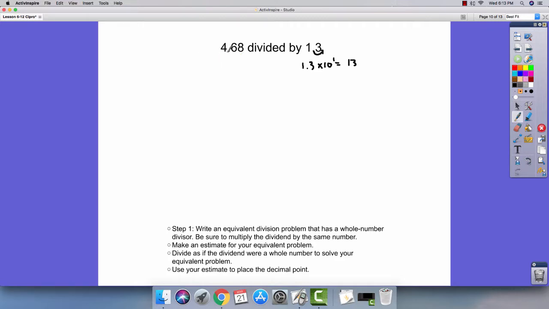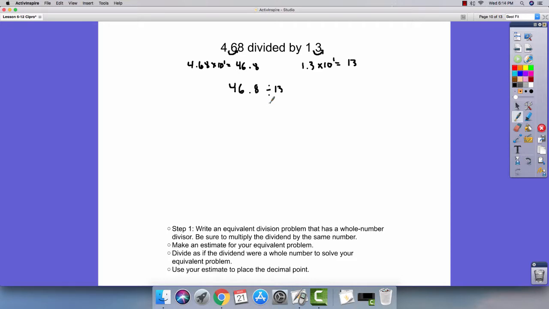So 4 and 68 hundredths times 10 to the first power, my decimal point will move over 1 spot. So that would get me 46 and 8 tenths. So now I can just rewrite this equivalent problem and I can figure it out from here. I can do 46 and 8 tenths divided by 13. All right, now this is manageable because I know my strategies for this.